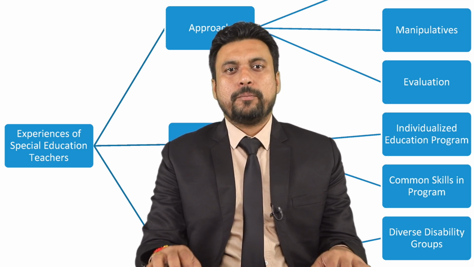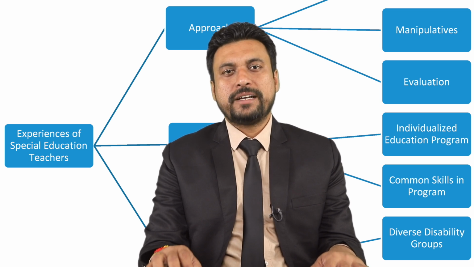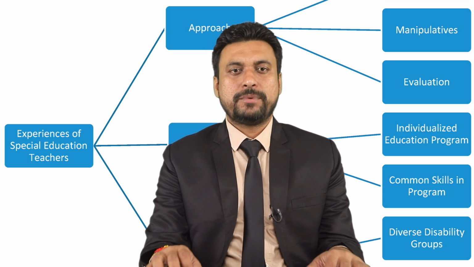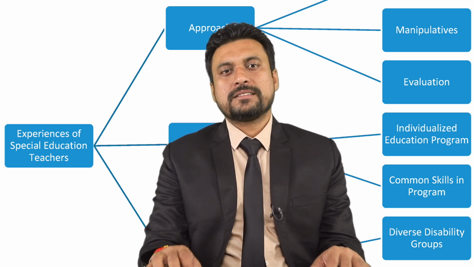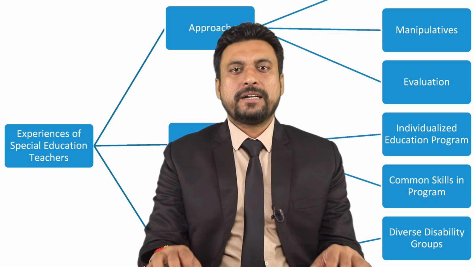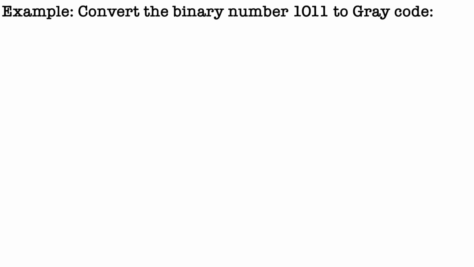Converting binary to gray code: the first step is that the most significant bit, that is the MSB of the gray code, is the same as the MSB of the binary number. Step 2 is, for each subsequent bit, perform an XOR operation between the current binary bit and the previous binary bit. Let's take an example to convert the binary number 1011 to gray code.